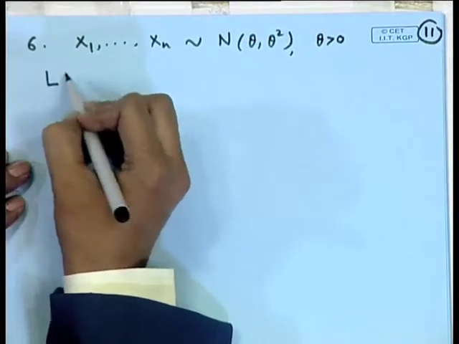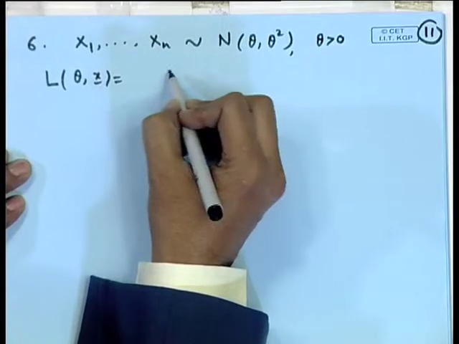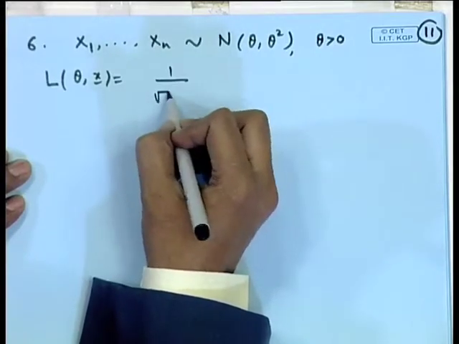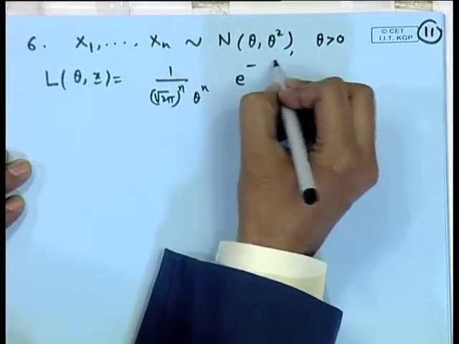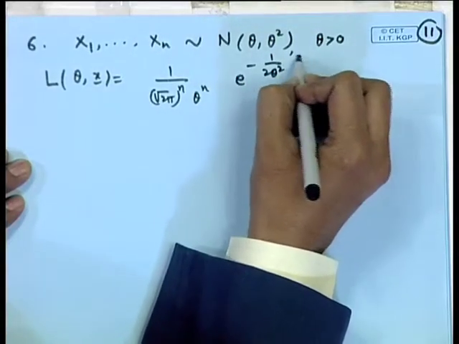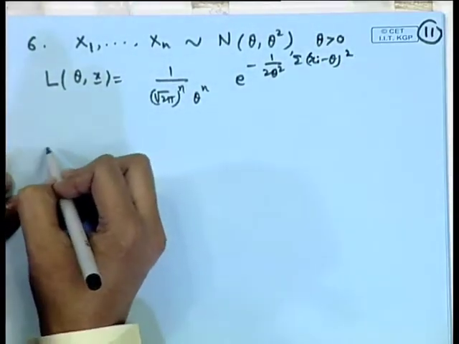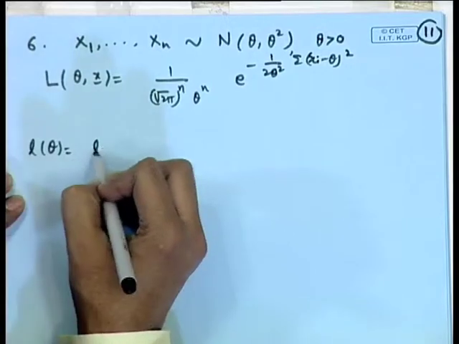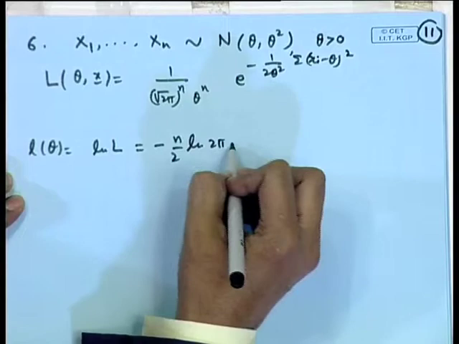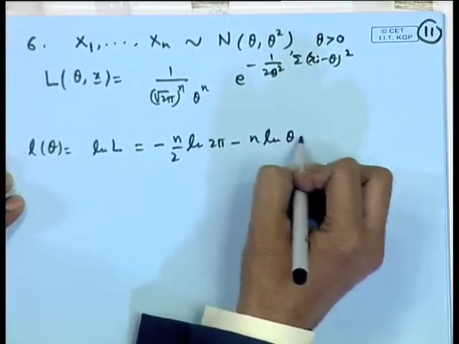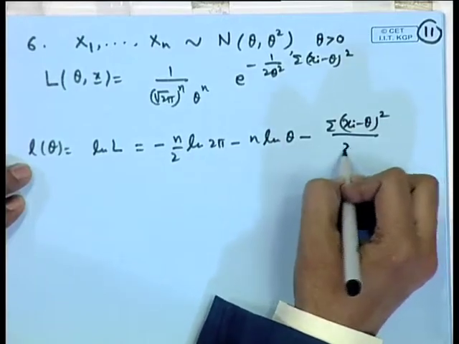Now, here the likelihood function, if you write, following the earlier setup, becomes 1 by root 2 pi to the power n, theta to the power n, e to the power minus 1 by twice theta square, sigma (xi minus theta) whole square. So, the log of the likelihood function is minus n by 2 log of 2 pi minus n log theta minus sigma (xi minus theta) whole square by twice theta square.